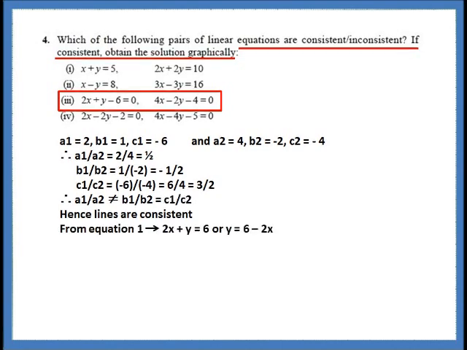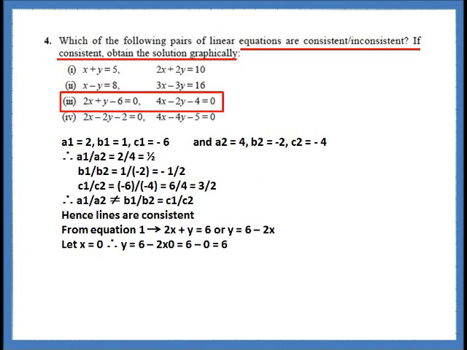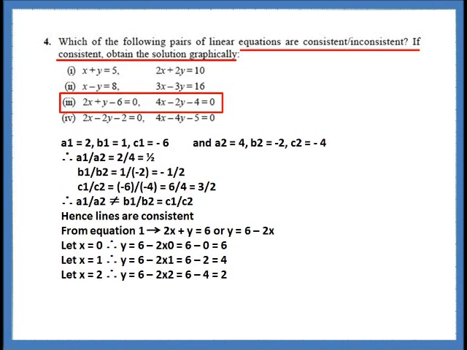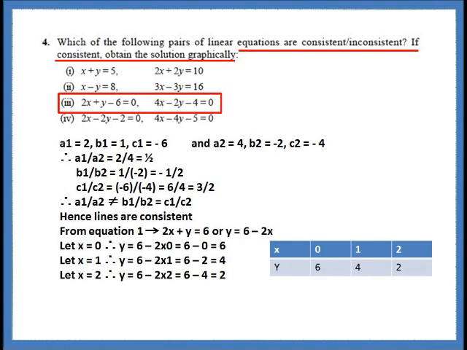From equation 1, 2x plus y is equal to 6 or y is equal to 6 minus 2x. Let x is equal to 0, therefore y is equal to 6 minus 2 into 0. So this is equal to 6 minus 0, this is equal to 6. Let x is equal to 1, therefore y is equal to 6 minus 2 into 1. So this is equal to 6 minus 2, that is equal to 4. Let x is equal to 2, therefore y is equal to 6 minus 2 into 2. So this is equal to 6 minus 4 and that is equal to 2.